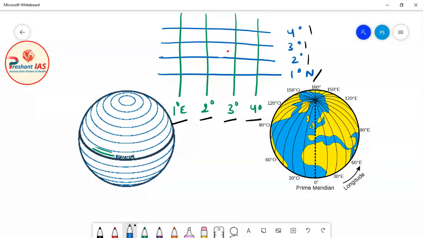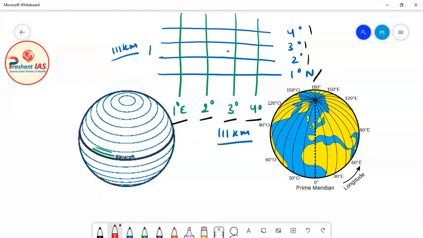Now I have told you that this place is near the equator. So we know that the distance between two parallels of latitude is approximately 111 kilometers, and the distance between two meridians of longitude is also 111 kilometers near the equator, and definitely you can see that this place is near the equator.